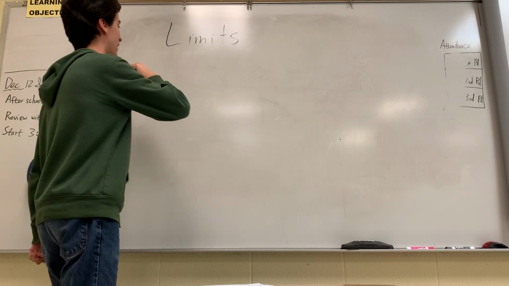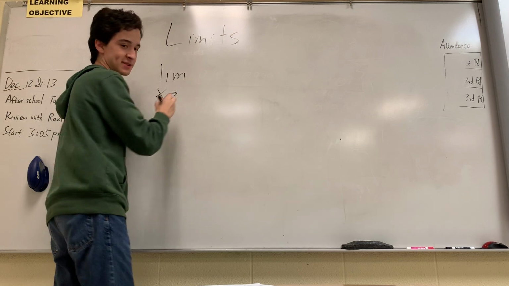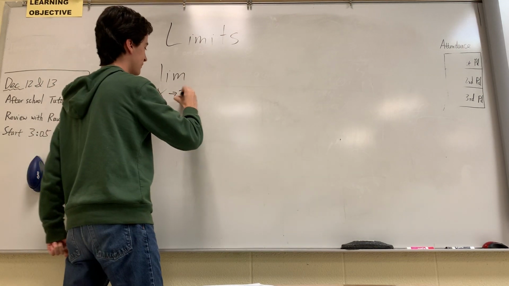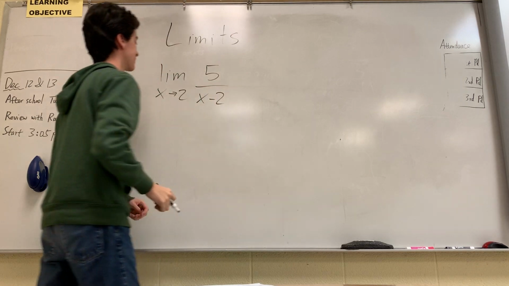So actually, there's one more method that's not that algebraic that we have to try first, and that's whenever we have something like this. Say we have the limit as x approaches 2 of 5 divided by x minus 2.